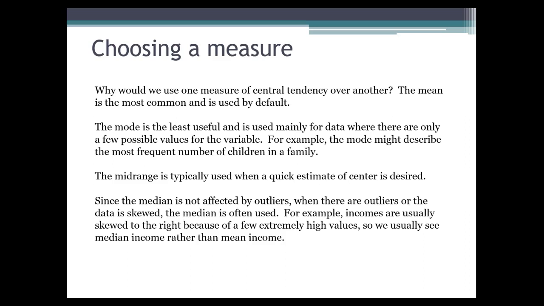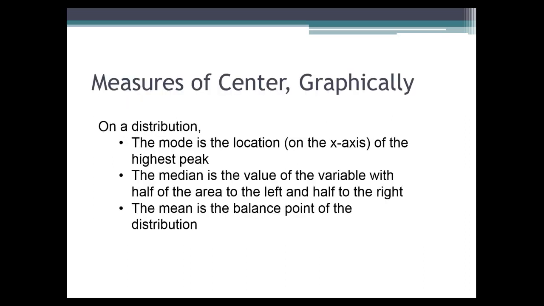But almost always when you hear incomes reported, they'll report the median income as opposed to the mean. That's because incomes are almost always skewed to the right. Most people make fairly low income, and then you've got a few Bill Gateses of the world who pull the mean up. So incomes you're almost always going to see described with the median.